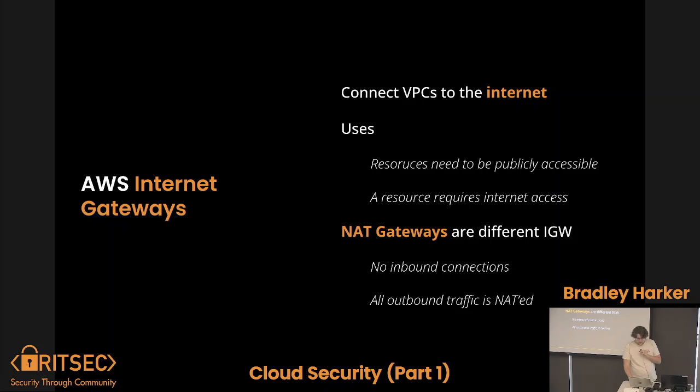So here's an internet gateway example. All traffic goes through the internet gateway before it goes out to the internet. And it's connected to the VPC right there.